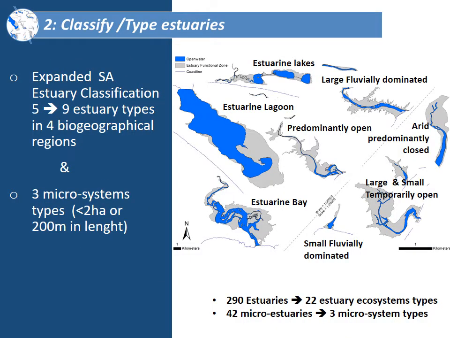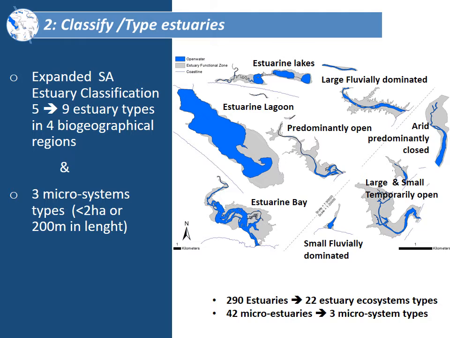The next step was to classify our estuaries. We've expanded the old South African classification system from 5 to 9 estuarine types across 4 biogeographical regions and also 3 microsystem types. These are estuaries smaller than 2 hectares or 200 meters in length.